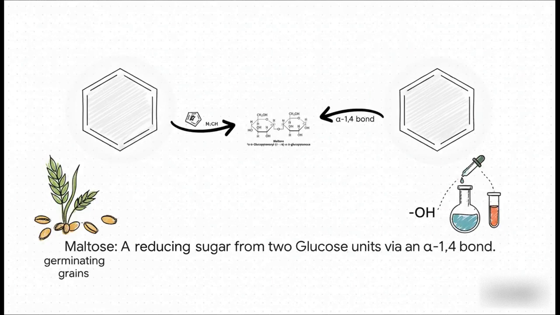Next, we have maltose, or malt sugar, which you find in things like germinating grains. This one's a bit simpler. It's just 2 glucose units joined together. But check out the bond. It's an alpha-1,4 linkage, and unlike sucrose, look at the right side of this molecule. See that? One end has a free, available anomeric carbon. That end can actually pop open from its ring shape, exposing a reactive group. And that's exactly what lets it act as a reducing agent. And that, my friends, is why we call it a reducing sugar.